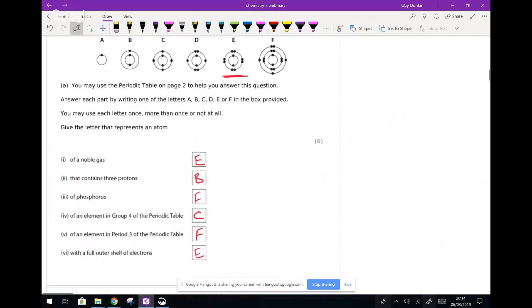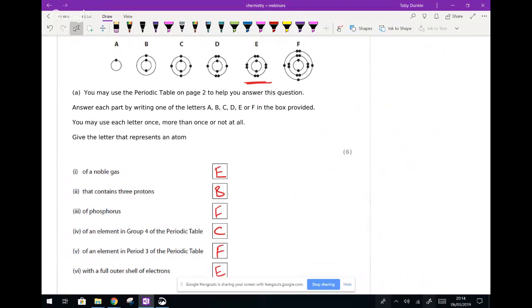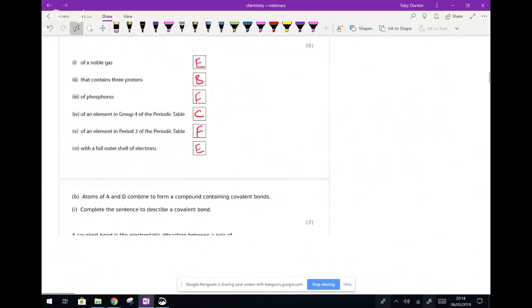Right, I love this one. Which one is noble? E, it's full. Which one contains 3 protons? It's B, it's got 3 electrons. Which one's phosphorus, which is F? Elements in group 4 are C. Elements in period 3, which is F, because it's got 3 shells. Full shell is E, noble gas.